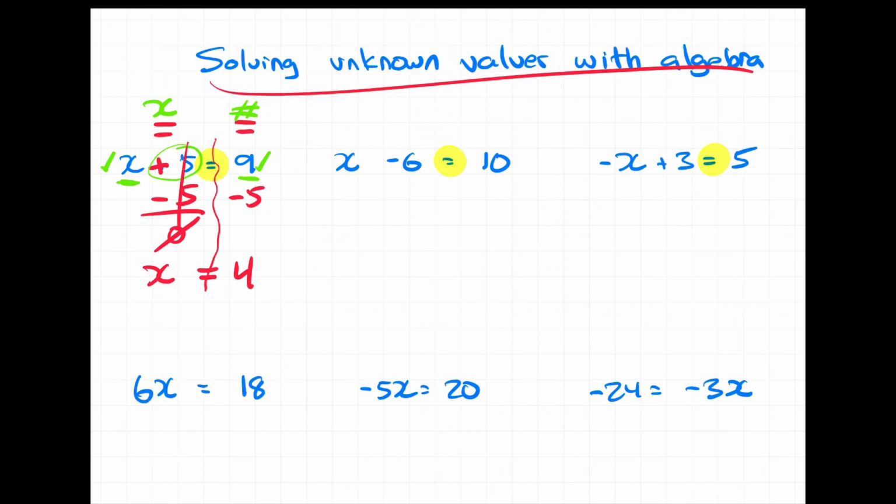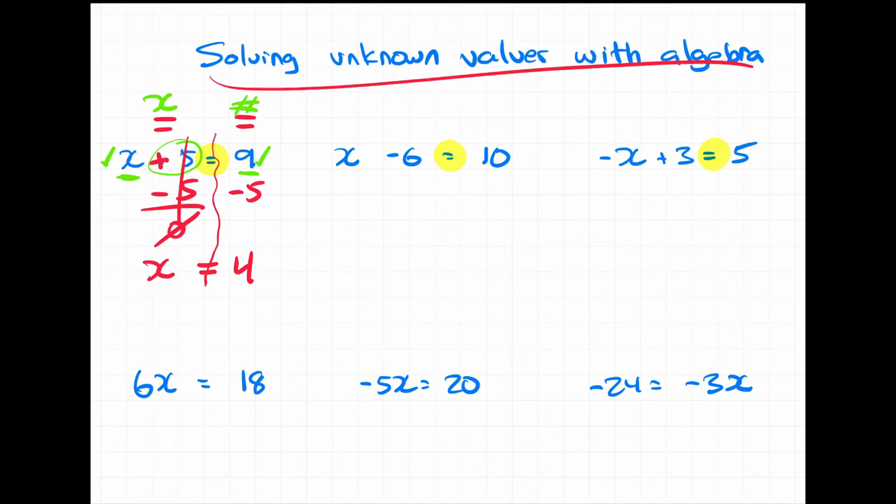Okay, let's move on to the next one that says x minus 6. Well, again, what do I want to do? I want to make sure that everything that's on the left side is only a variable and everything on the right side is a number, and I need to get rid of that 6. I got negative 6, so how do I get rid of that? I'm going to add 6. So I'm doing the opposite.